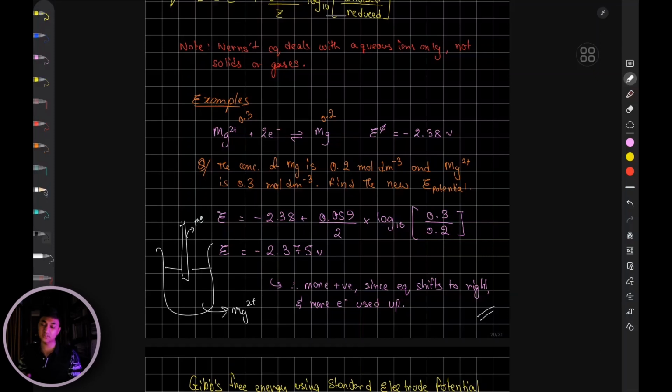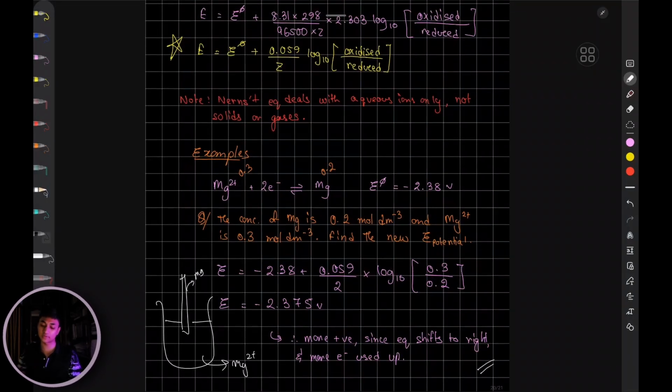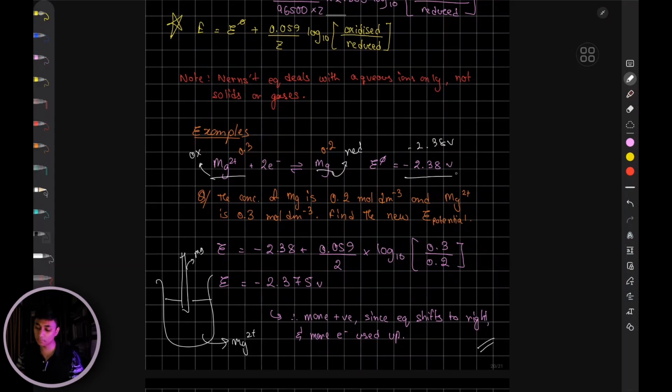So what is your oxidized species over here? Remember to write your equation in the form of reduction taking place: Mg2 plus plus 2 electrons forms Mg atom, right? So it is given to you that the concentration of both are the following. Mg2 plus concentration is 0.3 and concentration of Mg is 0.2. What are the oxidized species? Note, Mg2 plus is the oxidized species, ox, and Mg is going to be your reduced species, right? And under standard conditions, E naught is going to be minus 2.38 volt. That is 1 mole per dm cube of Mg2 plus, pressure of 1 atm, and temperature of 298 Kelvin. So under those conditions, your standard potential is minus 2.38.